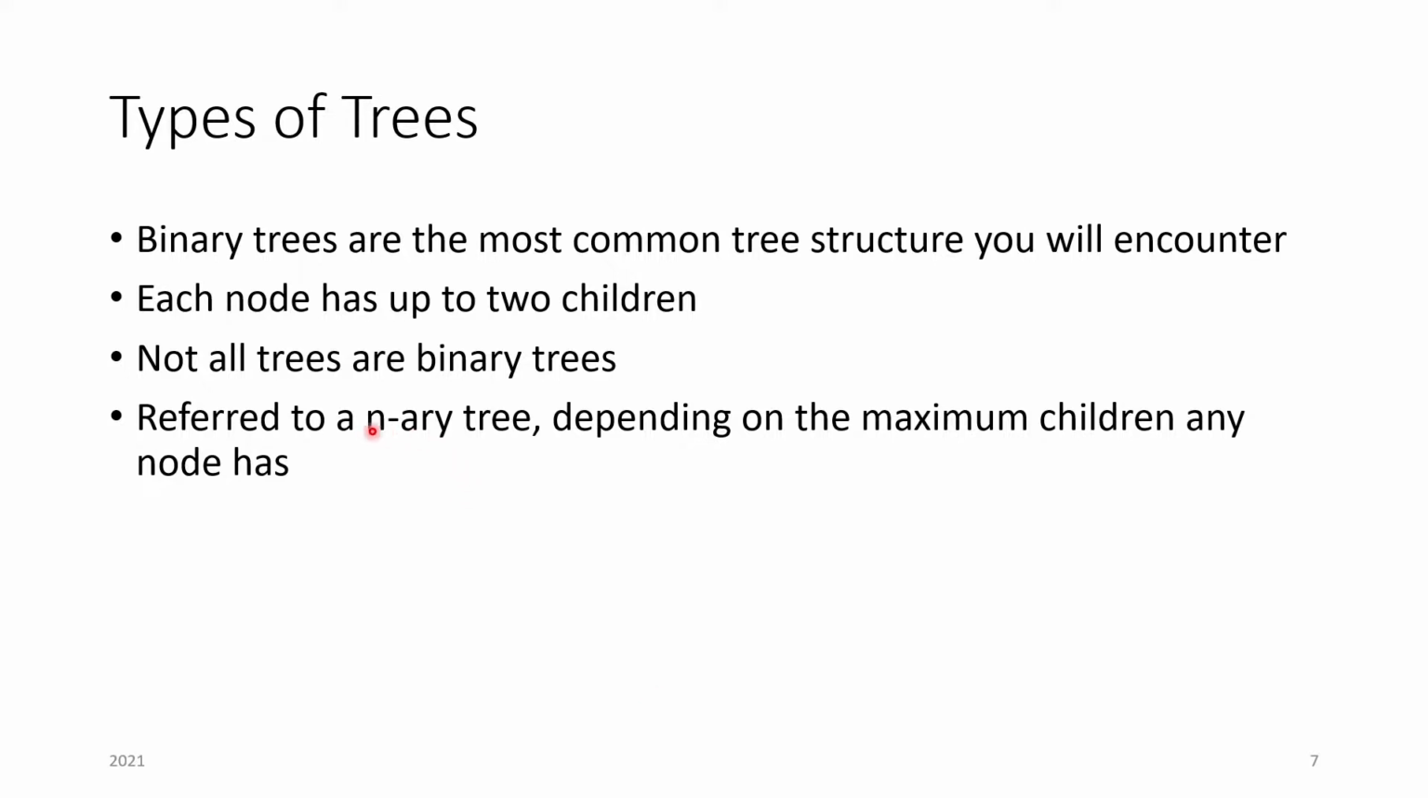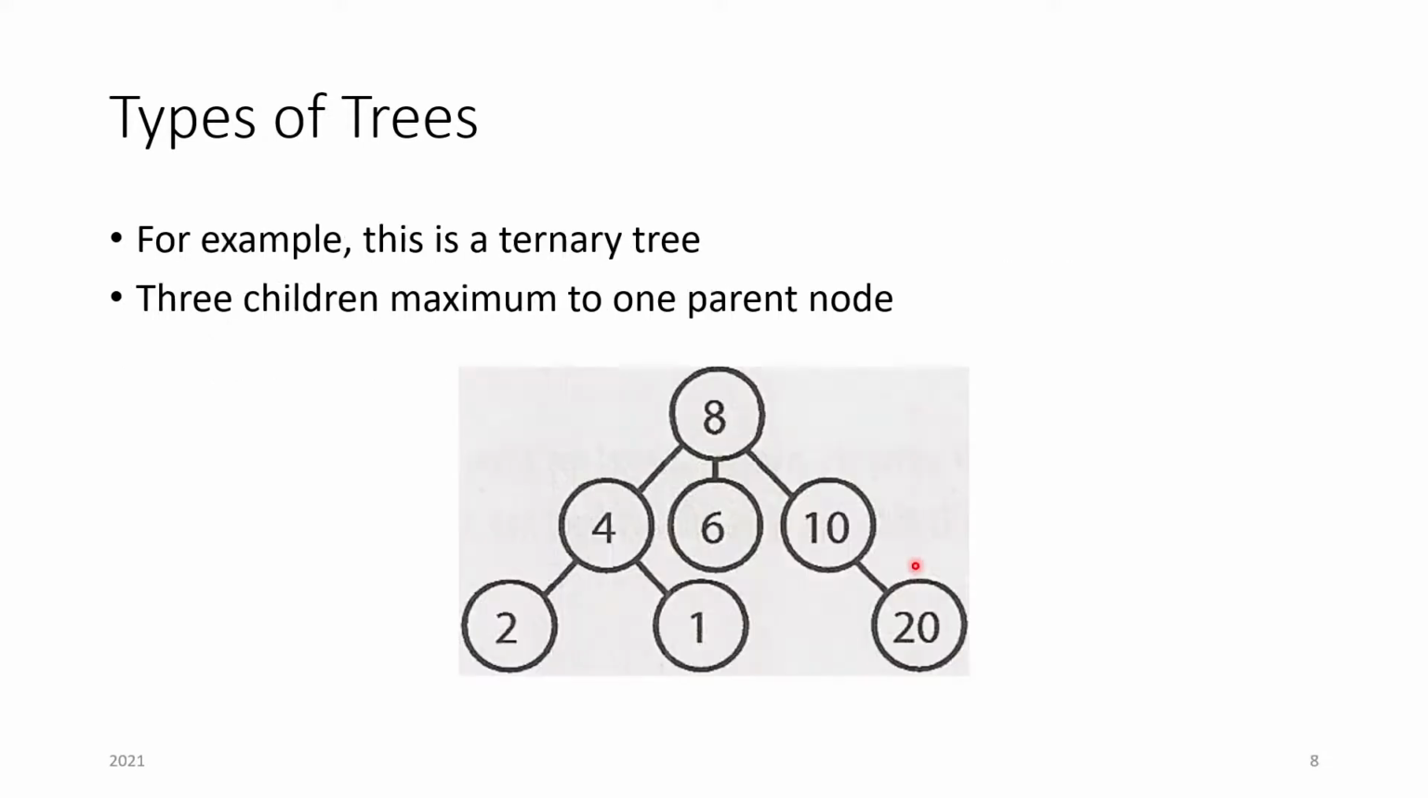And typically we refer to these as an n-ary tree, and it's dependent on the maximum number of children any node has. A good example of this is the ternary tree, where there are 3 children maximum to any one parent node that we may encounter. Now, because this is the maximum, this does not mean that all nodes will always have 3 children. They can have up to 3 children. They don't necessarily need to have the maximum.